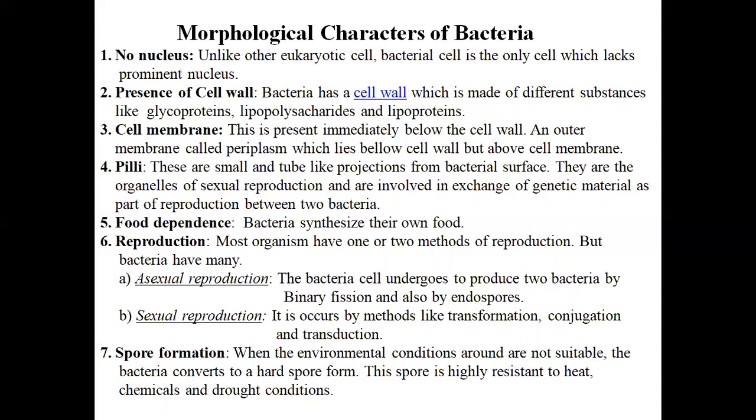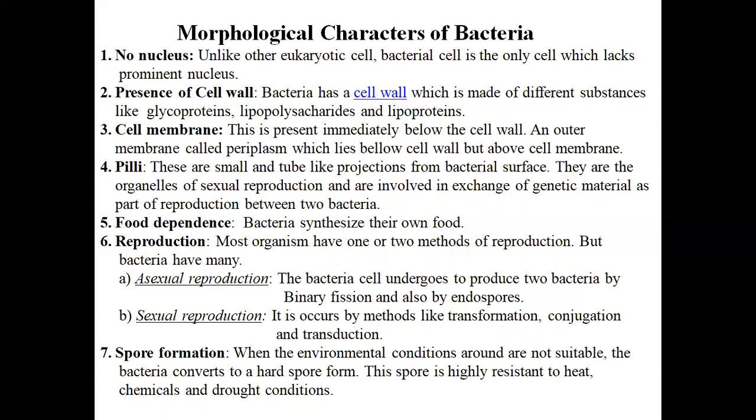The seventh point about bacteria is spore formation. When the surrounding environmental conditions are not suitable, the bacterium converts to a hard spore form. This spore is highly resistant to heat, chemicals, and drought conditions.